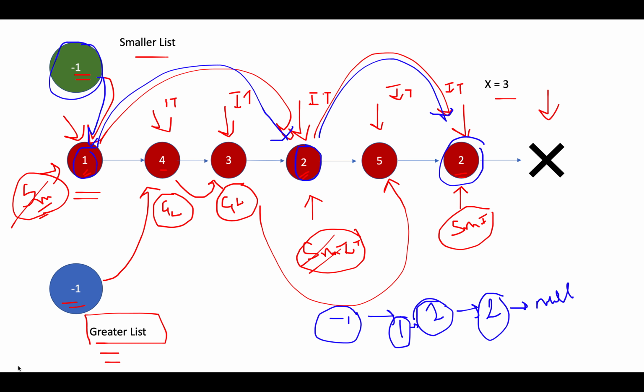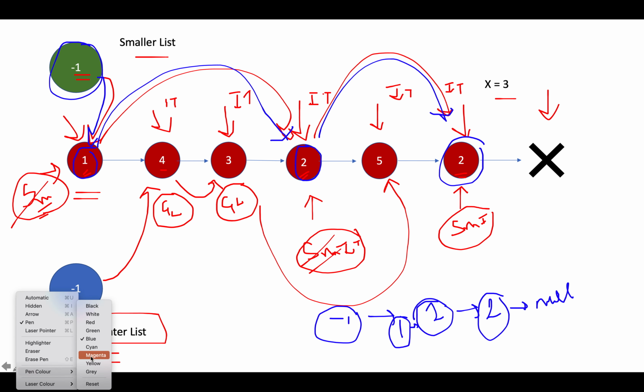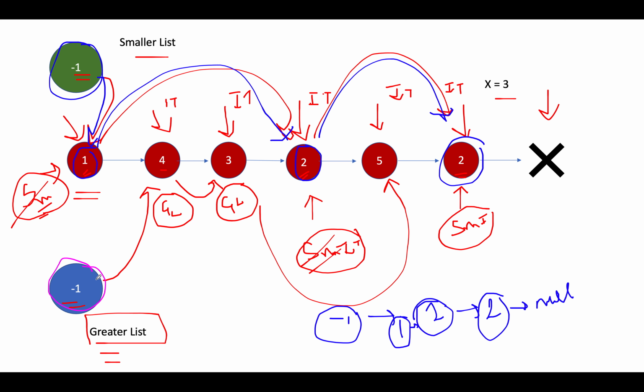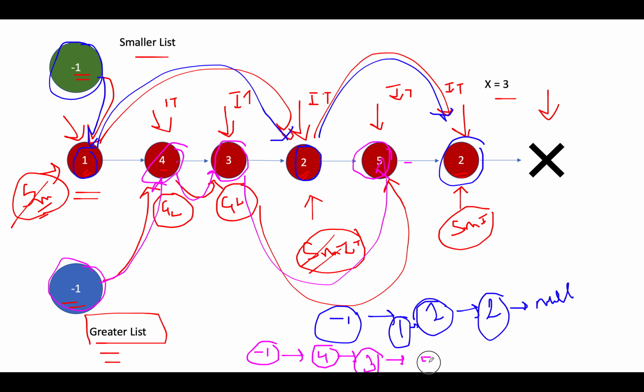Let's talk about the greater list, and let me just change the color of the pen. And greater list starts with from here -1, it goes till 4, then we have 3, then we have 5, and this points to small list. So let's create that list again. So this is my greater list starting from -1, then we have 4, then we have 3, and then we have 5, and 5 points to this node, the 2 node as shown here.